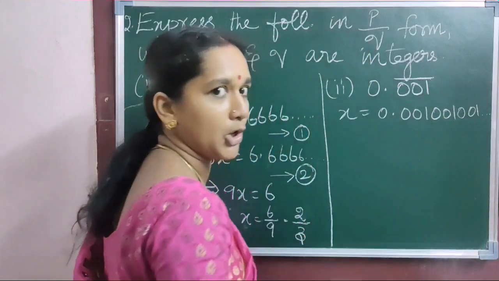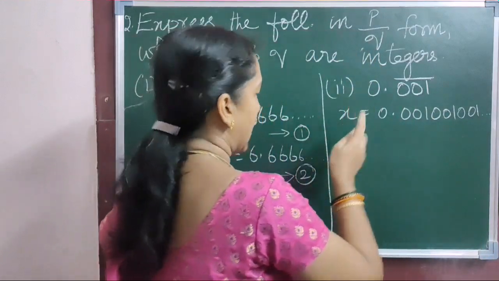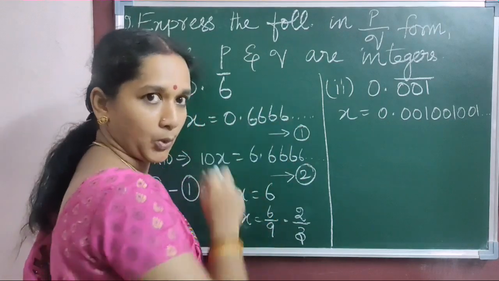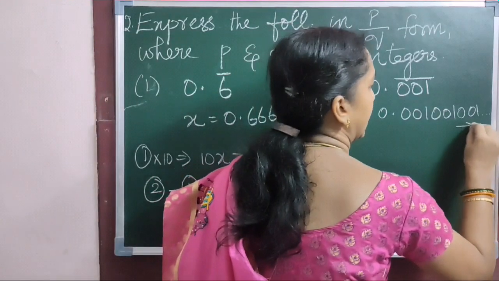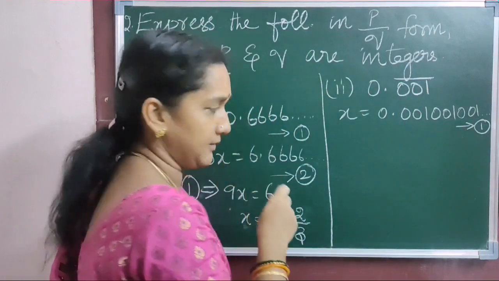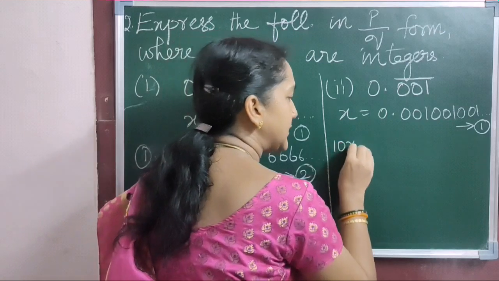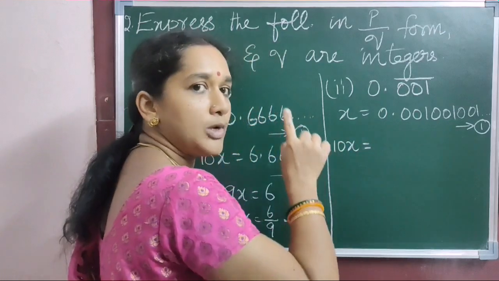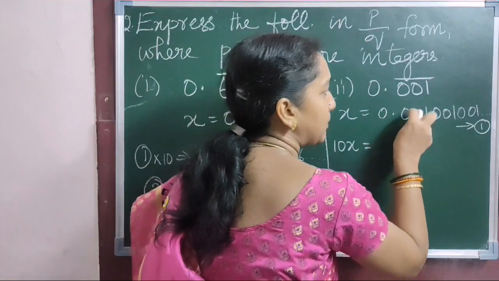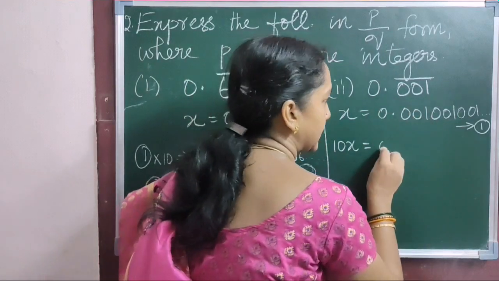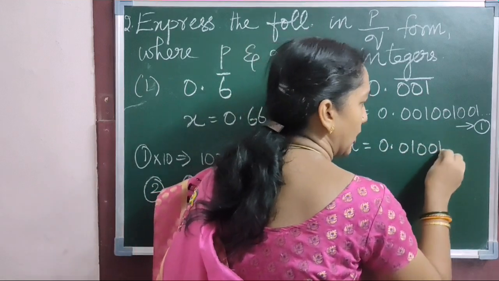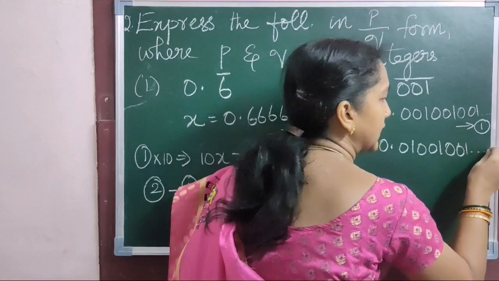Then you have to put the dot. That is very important. As I told you, the decimal places should be equal. For that, take this one as the first equation. When you multiply this equation by 10, only one decimal point will move. So this decimal point will move here. So what you will get is 0.01001, 001.